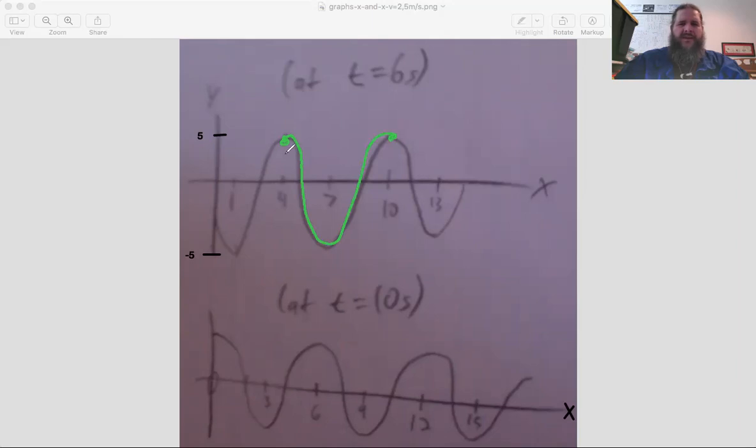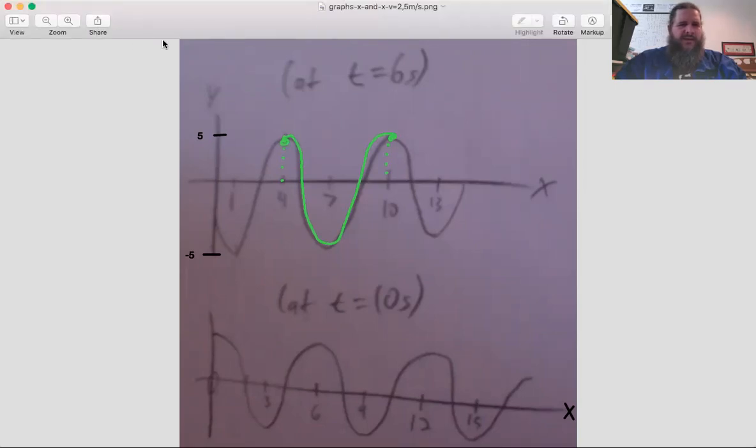And that's convenient because we actually have X values for those. From 4 to 10 is definitely one full cycle. So how far is that? That would be 6. Yeah, so we can say the wavelength is exactly 6.